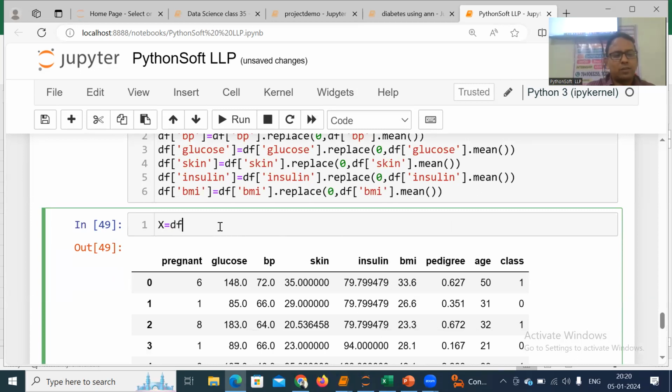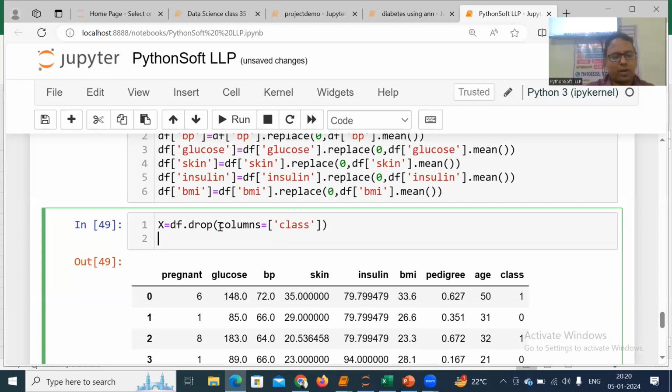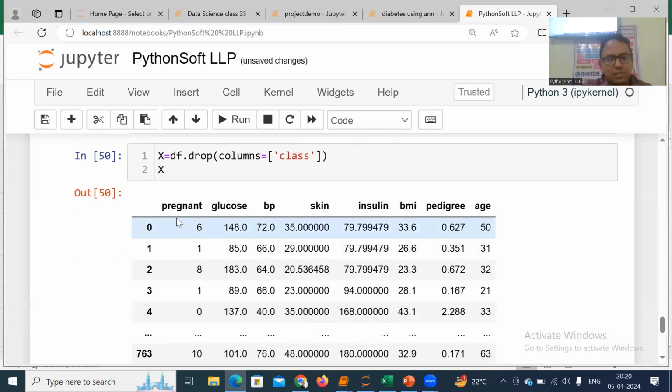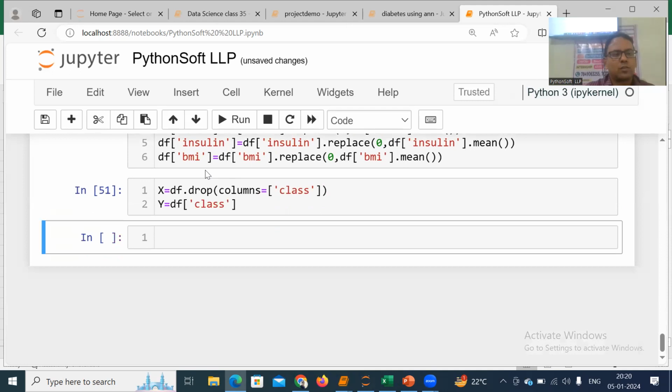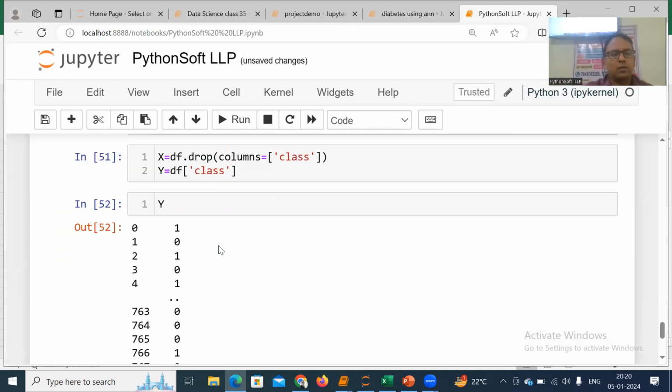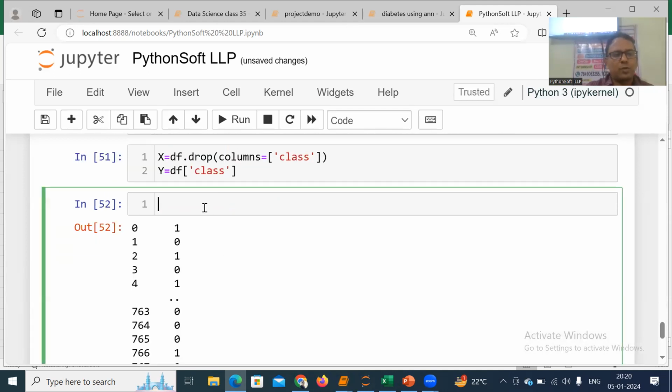Let's say X, I will write here df.drop. That means I have to drop which column? columns equal to class. If you drop the class column, then what happens to X? See, X is everything except the class column. These are the input, and class is the output. So Y is the output, it will be df of class. So what is Y? Let's see. This is Y. X is the input, Y is the output.